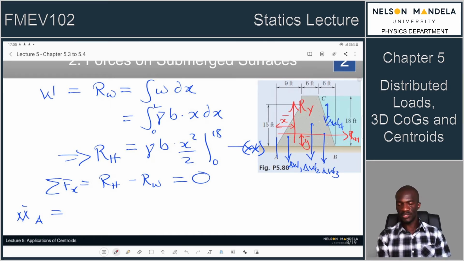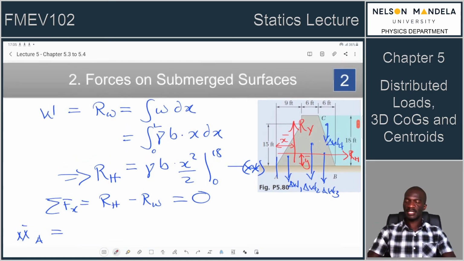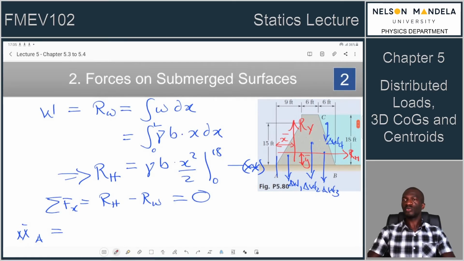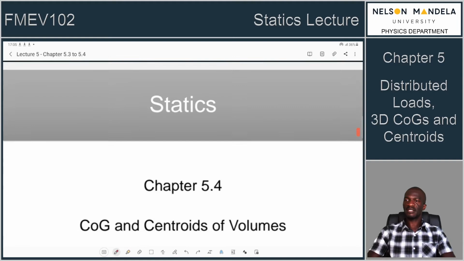So when you use that resultant, you can then find the particular point. If you use the moments, you can find the particular point at which the resultant is acting. So that is a summary on how you will work with your forces on submerged surfaces.